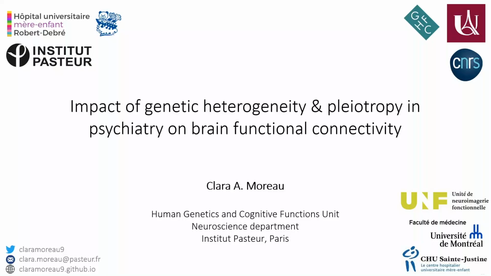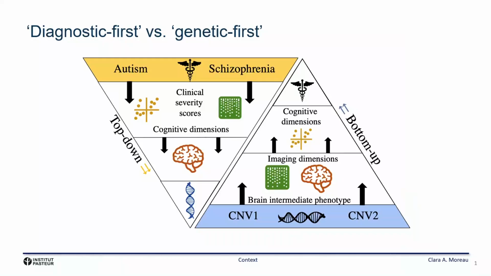So today I'm going to present our latest work on the impact of genetic heterogeneity and pleiotropy in psychiatry on brain functional connectivity. As you might know, psychiatric conditions have mainly been studied through a top-down approach, starting from the diagnosis, moving down to clinical, imaging and genetic dimensions. We wanted to identify the gene of autism, the region of autism, or of schizophrenia.